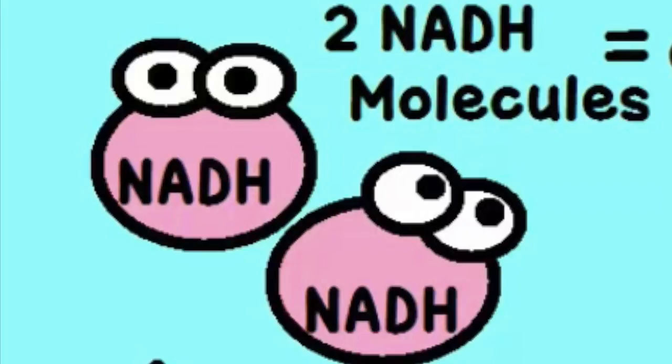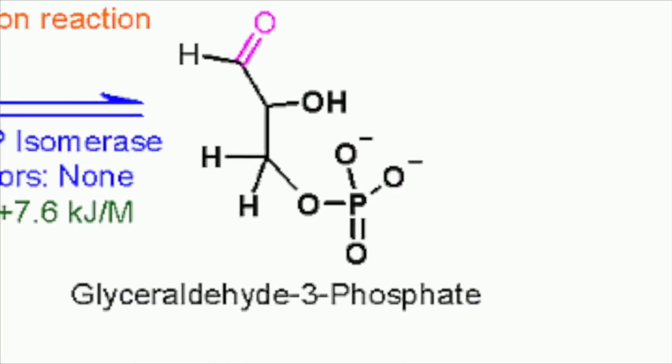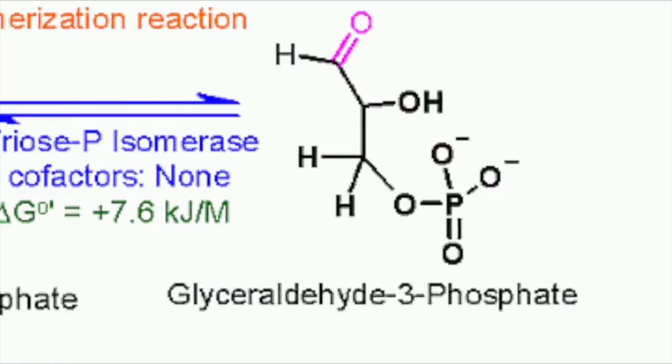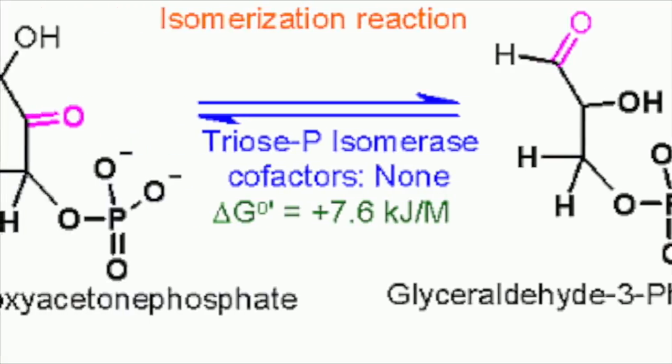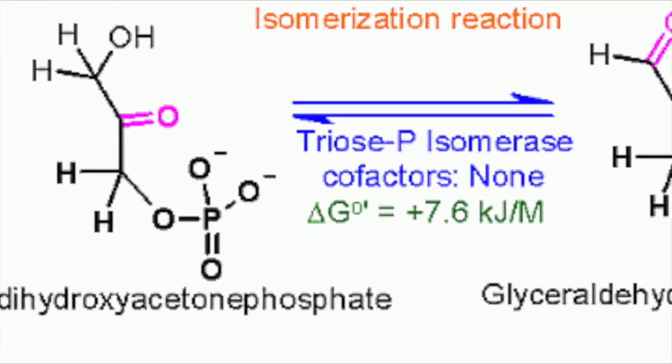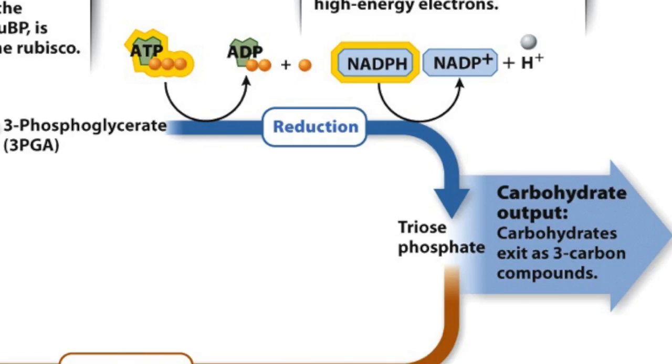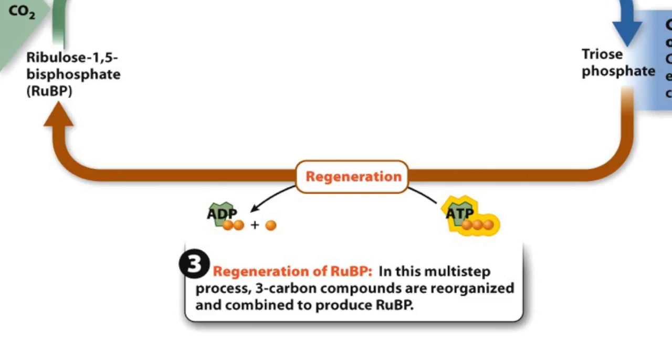Once this is done, energy transfer steps yield the formation of glyceraldehyde 3-phosphate, which is reversibly interconverted into dihydroxyacetone phosphate by the enzyme triose-phosphate isomerase. For every 6 triose phosphates that are produced, only 1 exits. Lastly is the regeneration of Rubisco.